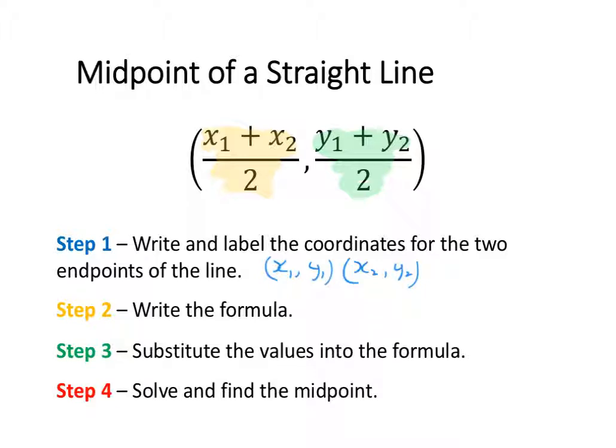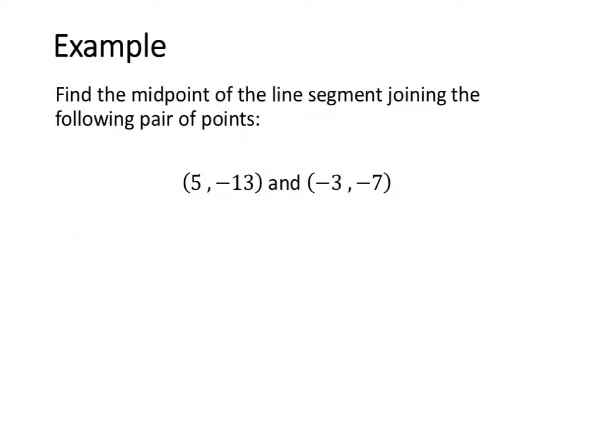So let's have a look at an example of how we find the midpoint of a linear line. In this example, I want to find the midpoint of a line segment that joins the following pair of coordinates. And that is going to be 5 and -13 and -3, -7. So the first step is to label those coordinates x1, y1, x2, y2. Now the second step is going to be to write my formula.